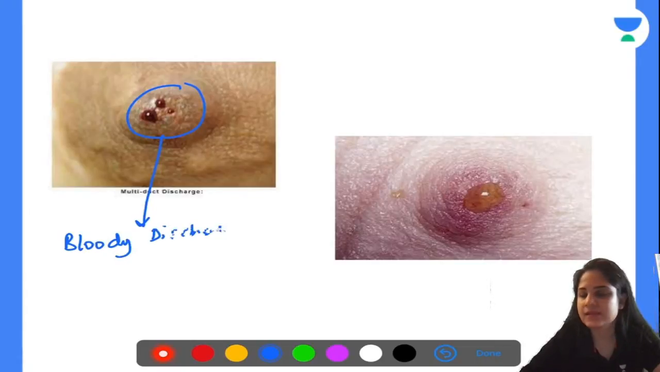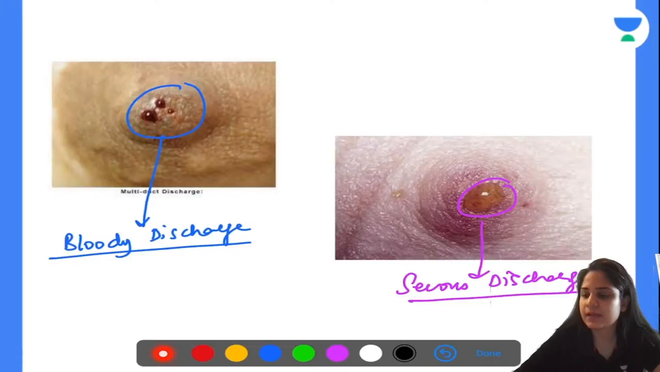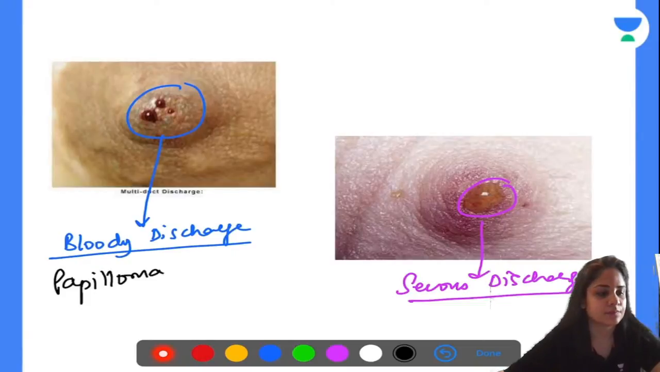And the second one is if there is a serous discharge from the nipple, then what is your diagnosis? Okay, very good, Faiz. So if there is a bloody discharge from the nipple, that means the patient is suffering from malignancy. So it will be a papilloma or a CA breast. Okay, and serous discharge, anyone? Serous discharge of nipple is seen in which disease?